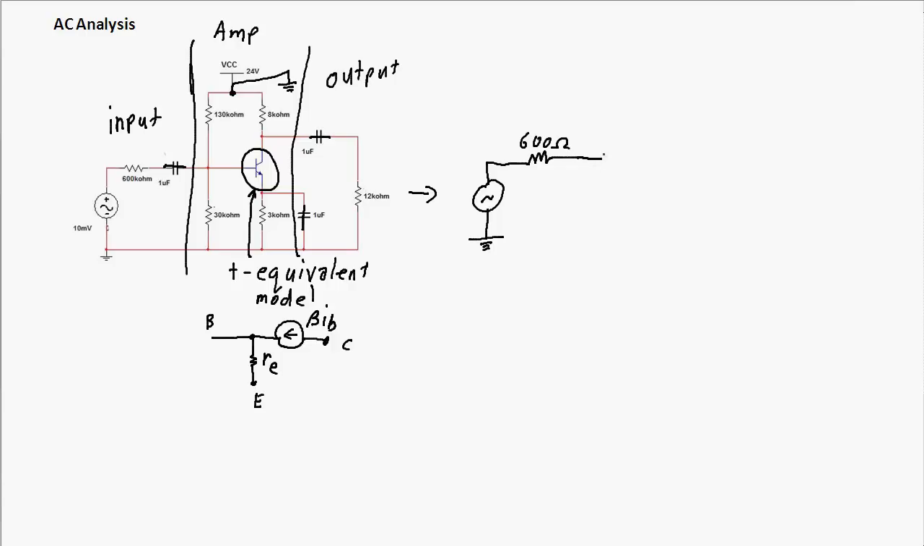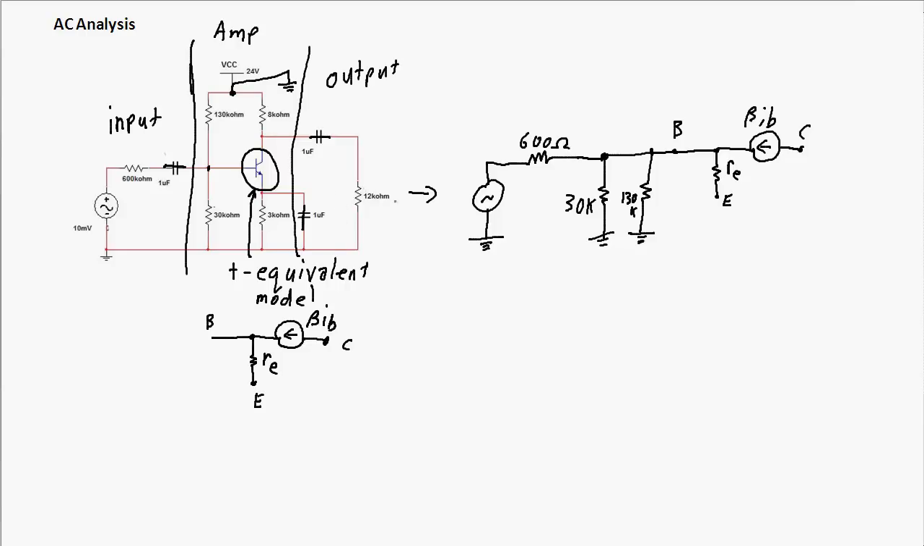So the next thing I'm going to draw here is the amplifier part. So this point there corresponds to here. And so we can see that I've got a 30 kilo ohm resistor to ground as well as a 130 kilo ohm resistor to ground. And then this point goes into the base. So here's where I'm going to take my T equivalent model and plug it in. So I've got my base here, and then I've got the emitter at this point with my little RE value, and in my collector, I've got my beta IB current.